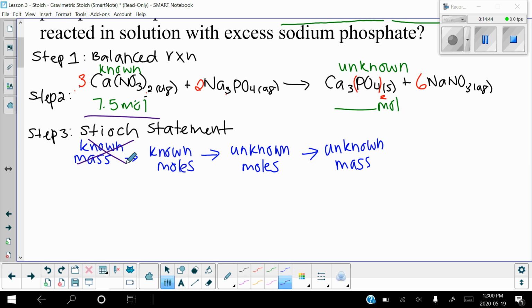So we are looking for moles. So we're going to start off with our known, 7.5 moles of calcium nitrate.